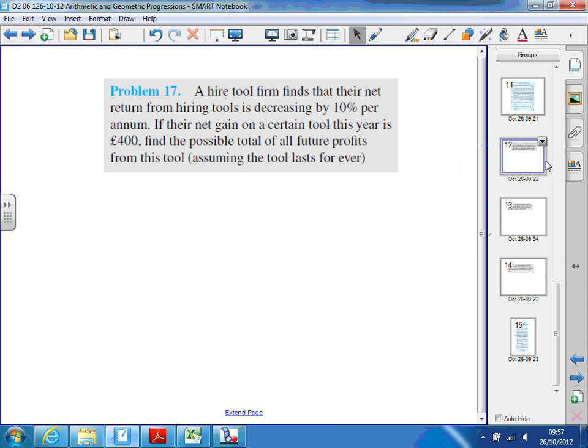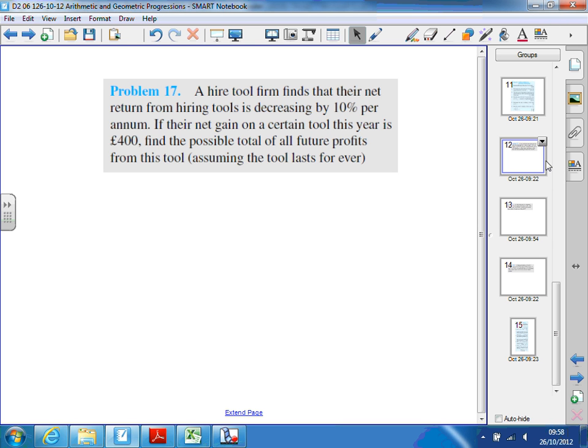Which is the sort of thing that's going to come up in the assignment, and it finds that their net return from hiring tools is decreasing by 10% per annum. If their net gain on a certain tool this year is £400, find the possible total of all future profits from this tool, assuming the tools last forever. So we're after an infinite series to find the sum.